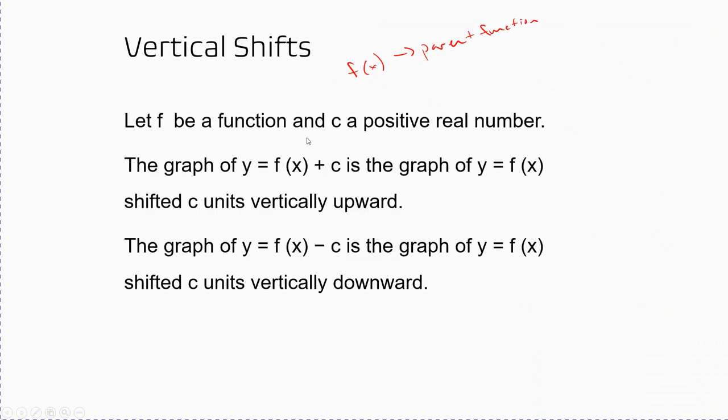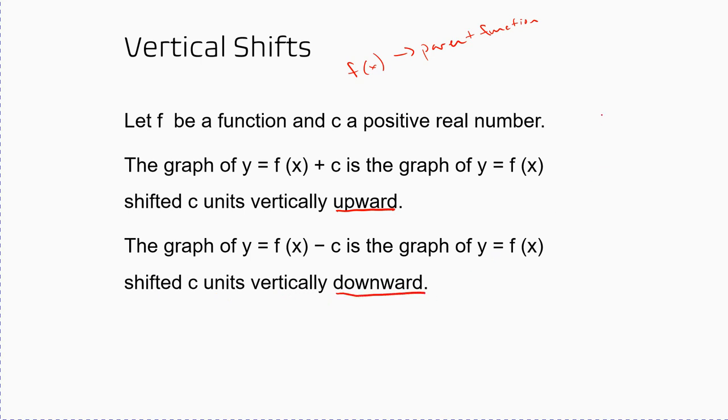And what you're going to do is take it and either add or subtract c. The graph of y is equal to f of x plus c is the graph of the parent function shifted c units vertically upward. And the graph of y is equal to f of x minus c is the graph of y is equal to f of x shifted c units vertically downward.